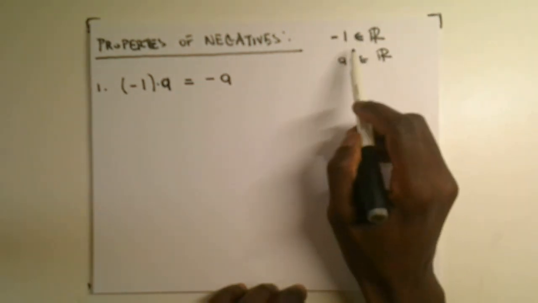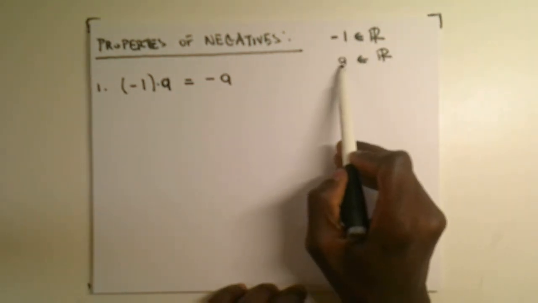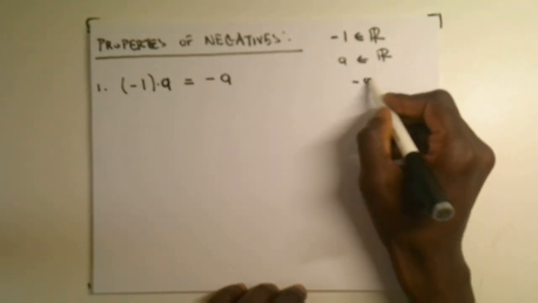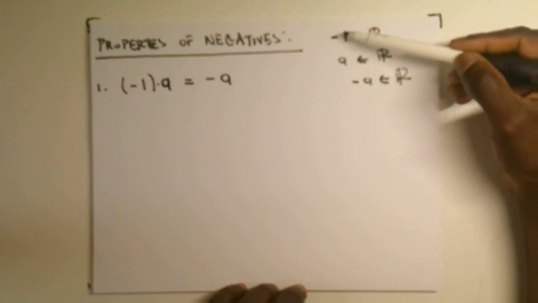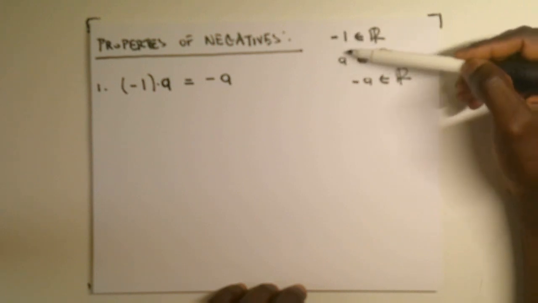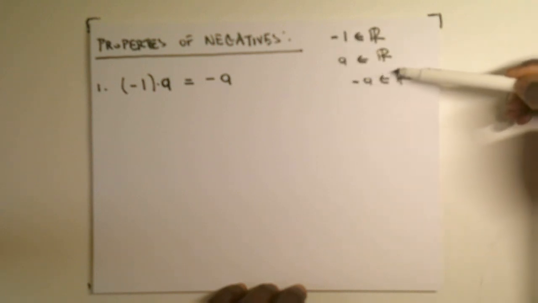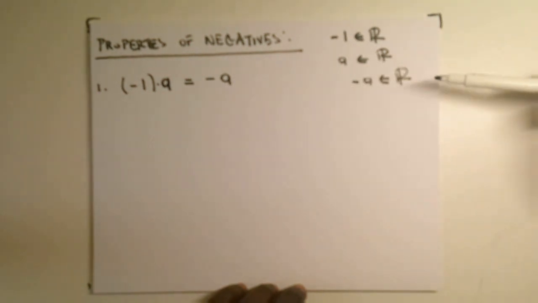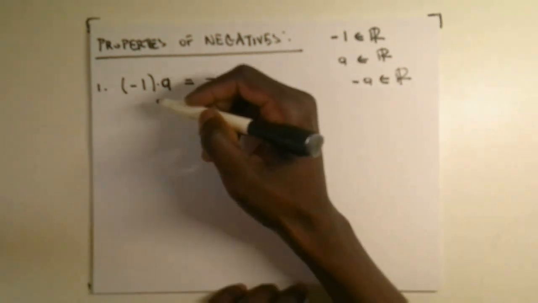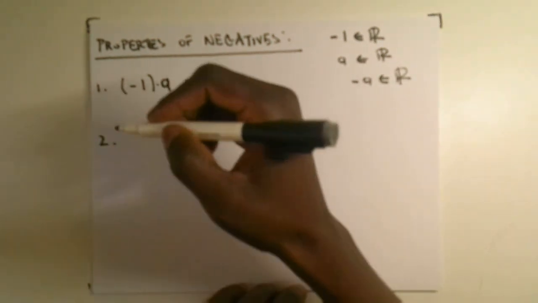So we just showed that if you take -1 and multiply that with a positive A, you get a new element inside of this set R. So we see that -1 times A, we multiply them together, you can talk about this new element that exists, which is the negative of A inside of R. Let's look at number 2 now.